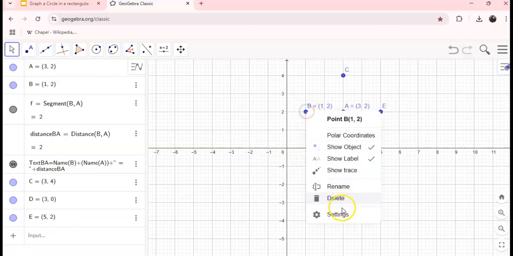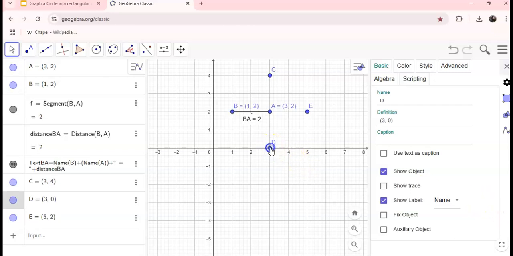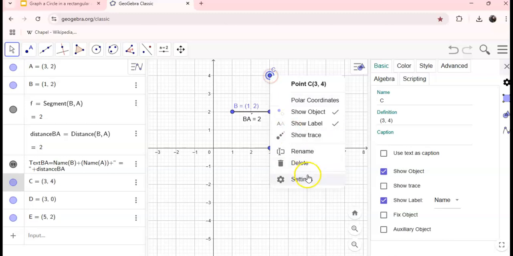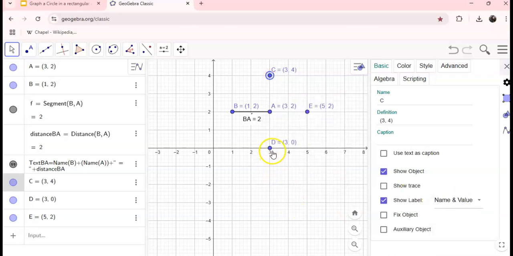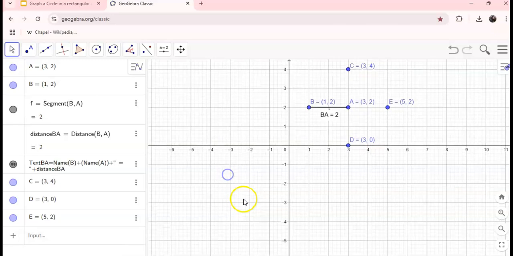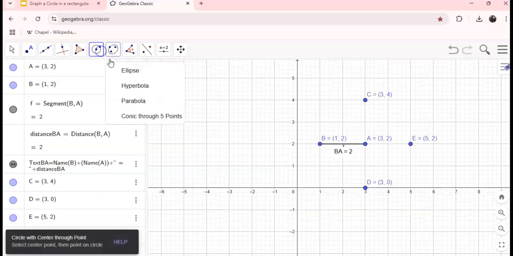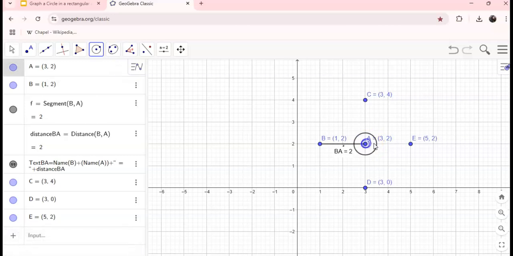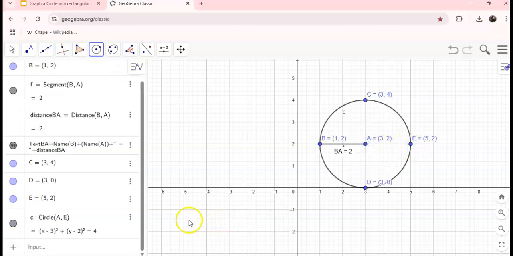So let's now show the values. Right of the center is (5, 2). Above the center is (3, 4) and below the center is (3, 0). And finally, step number 4, complete the estimated circle by smoothly connecting the 4 known points. We can also do that here in GeoGebra. Click here, circle with center through point. Click on any of the points.